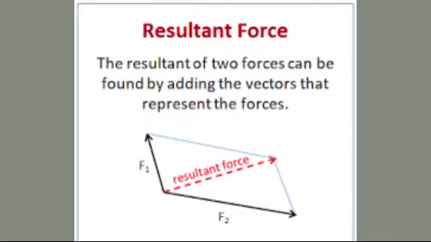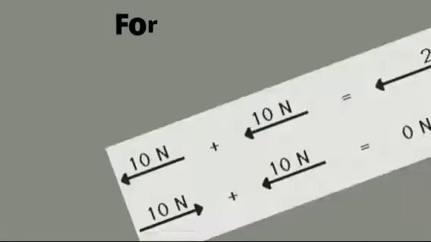F1 and F2 are two forces acting at a particular point in different directions, while the resultant force, as you can see, is the effect of the two forces. The effect of the two forces is what we can see there. That is the resultant force.